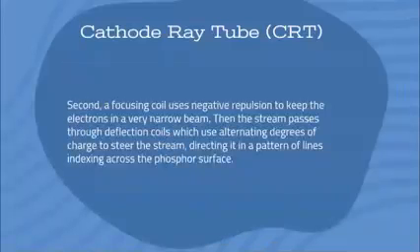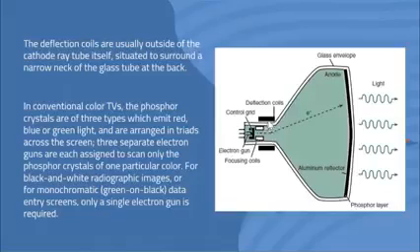Okay? Now, the stream passes through deflection coils which use alternating degrees of charge to steer the stream, directing it in a pattern of lines indexing across the phosphor surface. So, the function of the deflection coil, okay, is to drive the electron stream into the phosphor layer. That is what I mentioned earlier about the aluminum reflector behind the phosphor layer. Okay, so the deflection coils are usually outside of the cathode ray tube itself, situated to surround a narrow neck of the glass tube at the back.